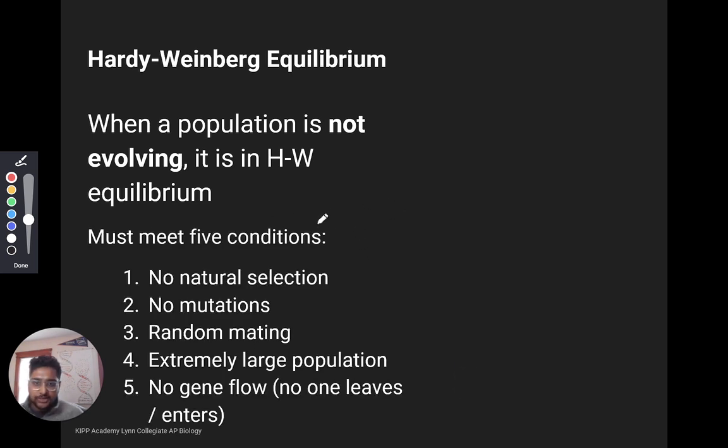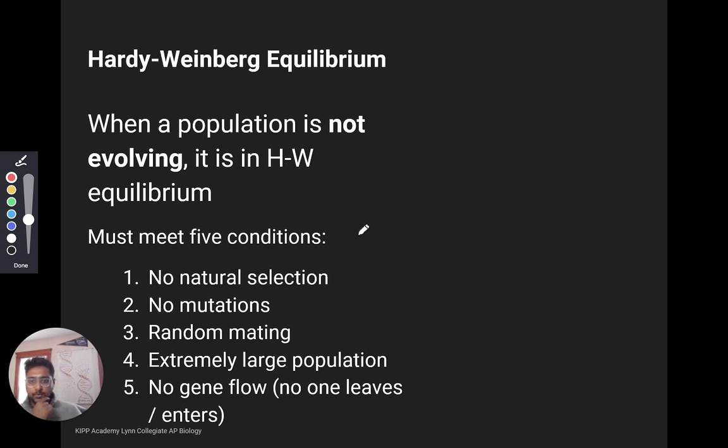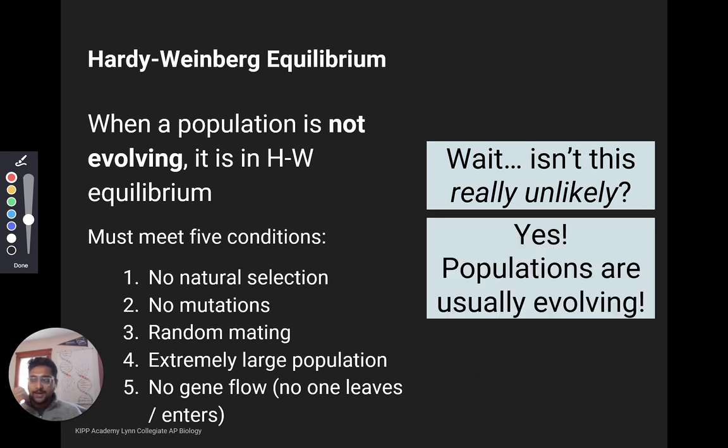And there are 5 conditions in order to meet Hardy-Weinberg equilibrium. There's no natural selection, there's no mutations, there's random mating, there's an extremely large population, and there's no gene flow. These are all of the requirements for Hardy-Weinberg equilibrium in order for that to be true. So we need to meet all 5 of these conditions. And you may be asking, isn't that really unlikely? And yeah, that is super unlikely because most of the time populations are evolving. All of these things need to be true in order for the population not to be evolving, and so it's very rare that they meet all of these circumstances.